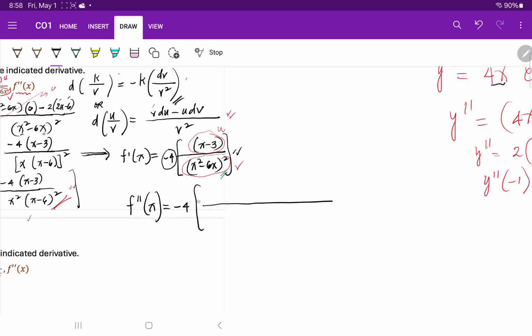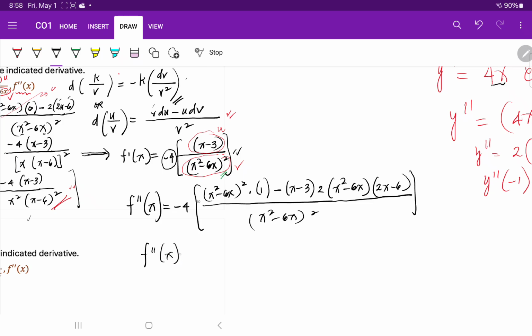Use derivative of quotient. So, we copy v, which is x squared minus 6x squared, times the derivative of the numerator, which is 1, minus, copy the numerator, times the derivative of the denominator. You use here u to the n. So, 2 times x squared minus 6x to the 2 minus 1, which is 1, times the derivative of x squared minus 6x, which is 2x minus 6. Then we divide it by x squared minus 6x squared.